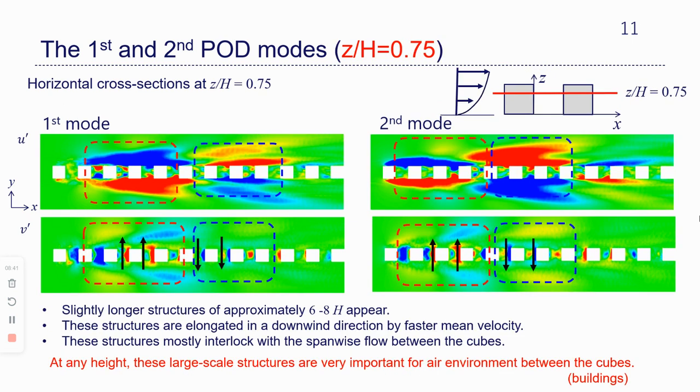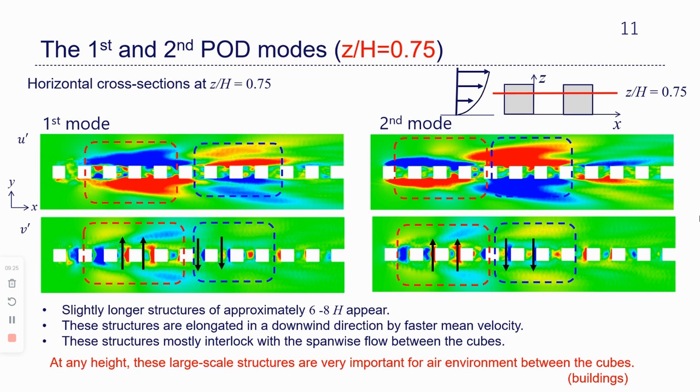Next, at the upper location, Z by H 0.75 near the cube. As you can see, a slightly longer structure, approximately 6 to 8H, appears, because the mean streamwise wind velocity is faster than the mean velocity near the surface. So these structures are elongated in the downwind direction by the faster mean velocity. In addition, these structures mostly interact with the spanwise flow between the cubes.